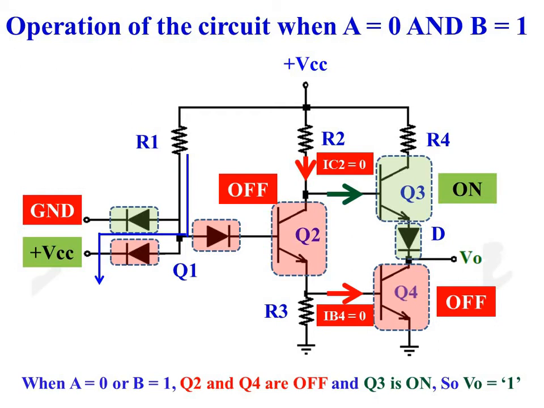So output is connected to plus VCC through the pull-up resistor implemented using the NPN transistor Q3. As current flows through resistor R4, transistor Q3 and diode D, output voltage V0 is equal to plus VCC, or output is at logic 1. So when A is equal to 0 and B is equal to 1, as output voltage V0 is equal to plus VCC, we can say that output is at logic 1.